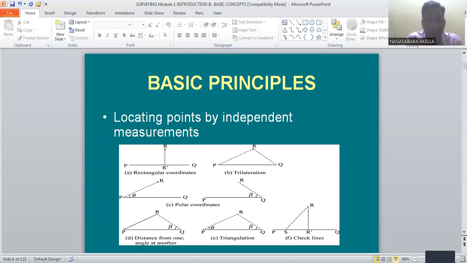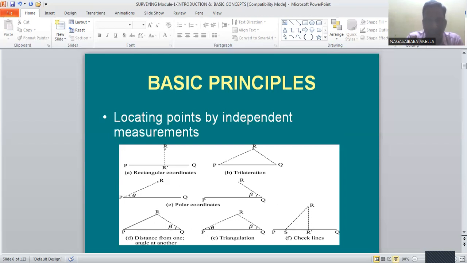At R dash, you have to place a crossstaff and see whether PQ is in line with the crossstaff markings, the central marking. If the crossstaff horizontal line matches with the PQ line, then you can establish point R on the perpendicular to PQ. That is the method of fixing R, one method. The second method is trilateration.